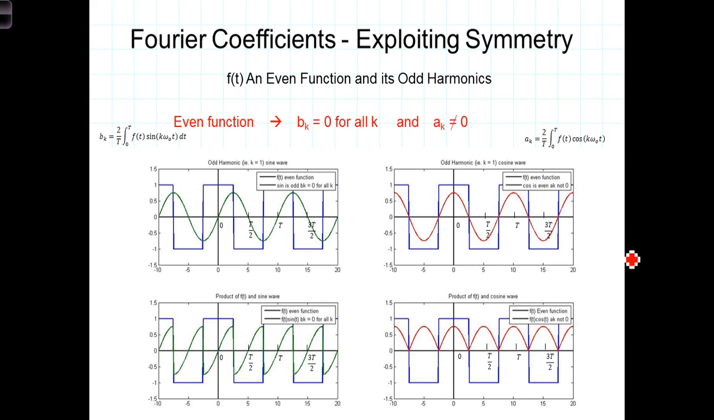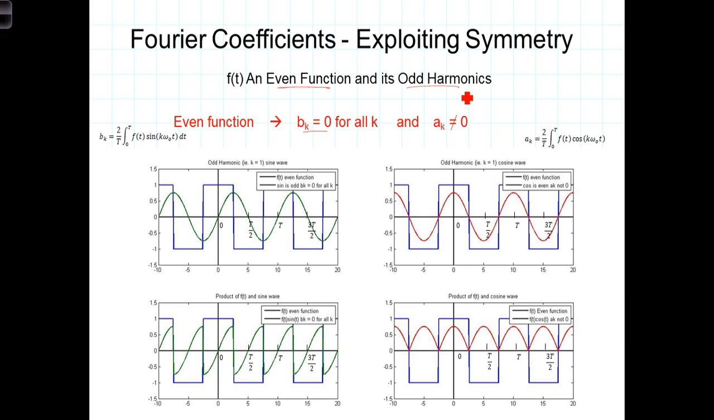Now, in this video, we're going to attempt to demonstrate the simplifications in calculating the Fourier coefficients when the function is even. We know from our discussion before that with an even function, the b sub k's will be 0 for all values of k. Let's just look at the situation here.